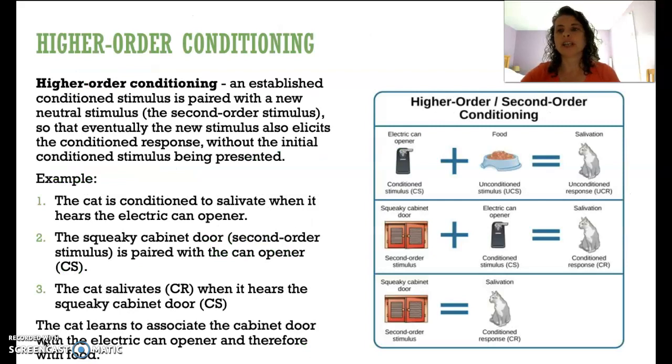Higher order conditioning can occur when a conditioned stimulus is paired with a new neutral stimulus. Eventually, the new stimulus also can produce a conditioned response, as seen in the example with the creak of the cupboard door preceding the sound of an electric can opener, which the cat has associated with getting fed. If the owner decided to start feeding the cat from a pouch rather than a can, and they still kept the food in that creaky cupboard, the cat would still salivate at the sound of the cabinet door, even in the absence of the sound of the can opener.